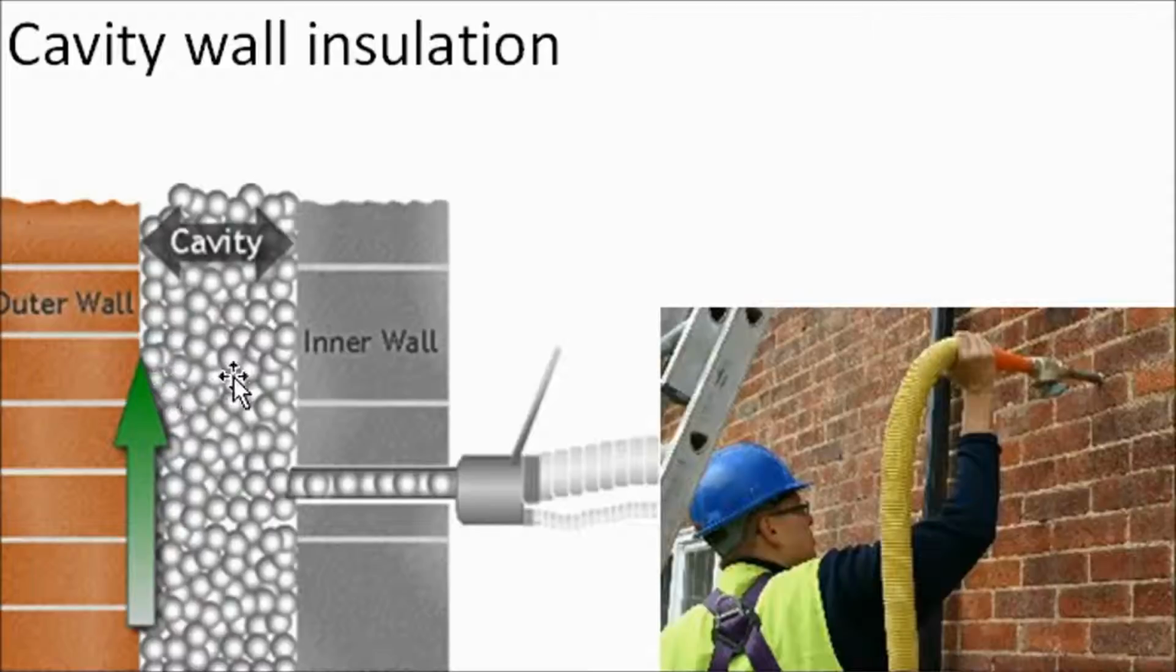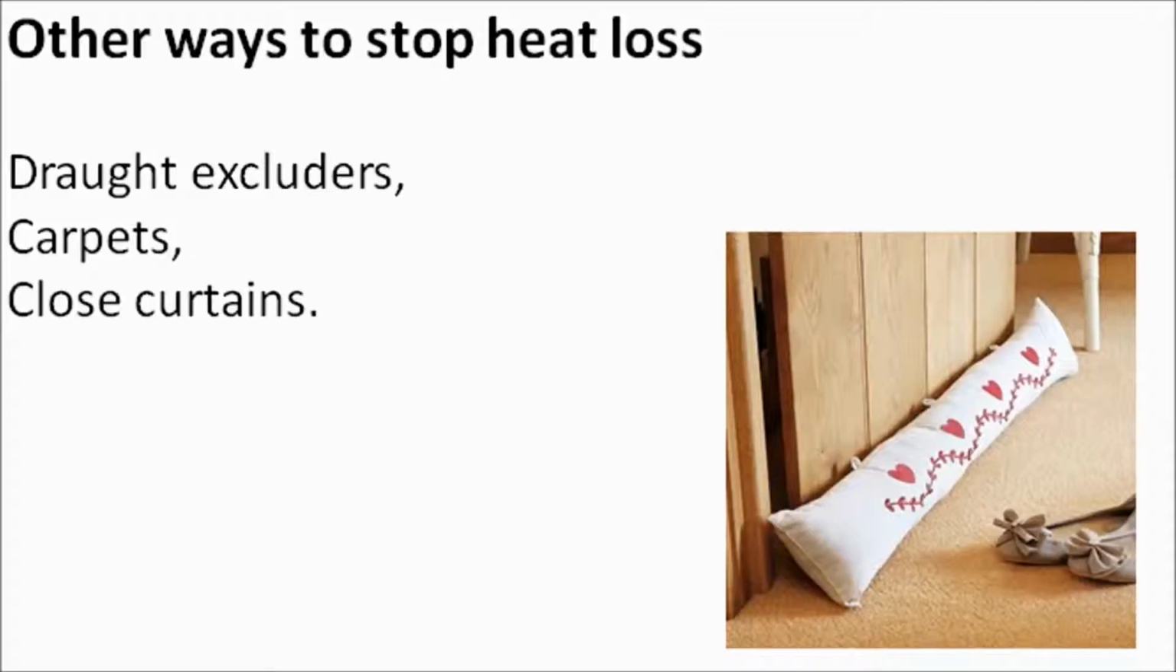It can't move through conduction here because there's no solid between here. Most of this is gas, so that stops conductive heat loss. And again, just like the fiberglass, because we've got little pockets, we can't have a convection current set up, and we don't lose heat through convection either. Other ways of stopping it: draft excluders, carpets, closing the curtains, all of these things. They may not cost so much money, but they do have a fairly significant effect at stopping heat loss in your house. Right, let's finish up.